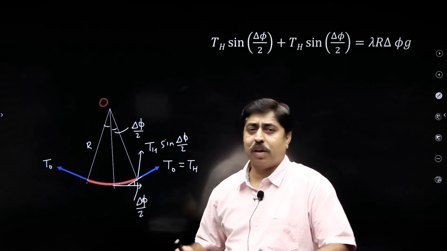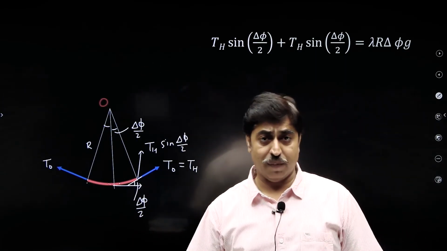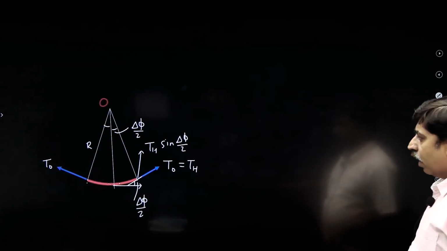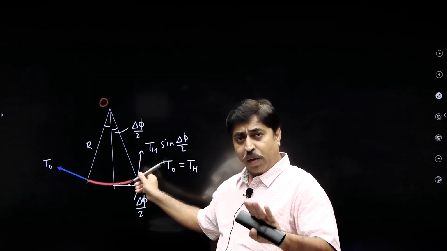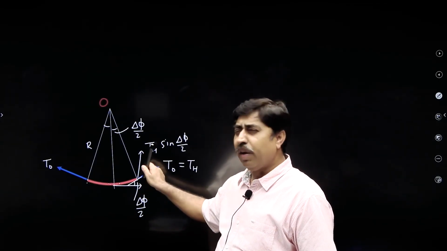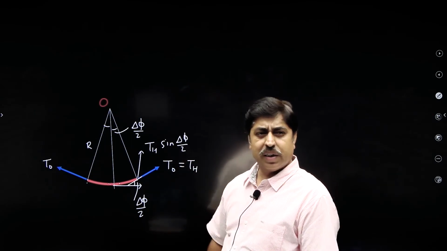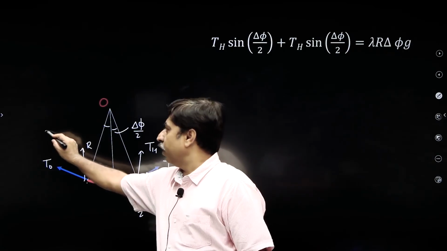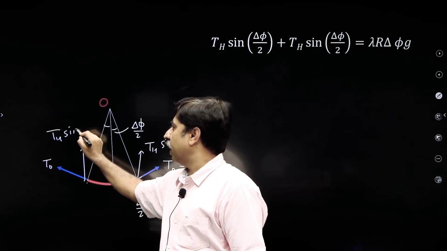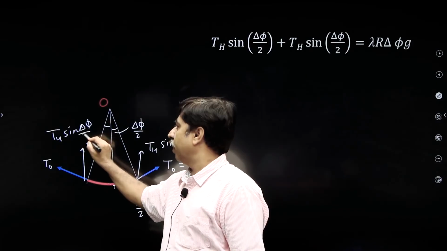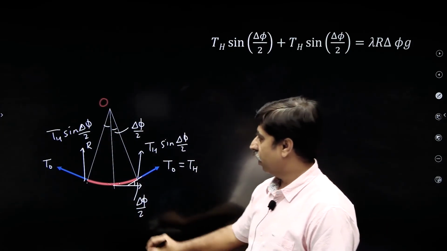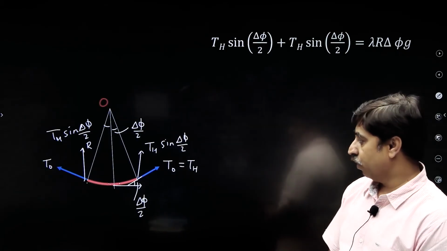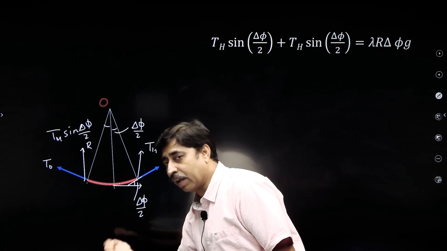Therefore, this T naught is nothing but T_H that we have already calculated, mg by 2. Was it mg by 2? Yes, mg by 2. I hope you are understanding. So tension has a magnitude of mg by 2, and its very small vertical component will be T_H sine delta phi by 2. Similarly, here also it will be T_H sine delta phi by 2. This is what the vertical component of tension will be. It is very small, no doubt, but this is the force which is balancing the weight of this red colored element.